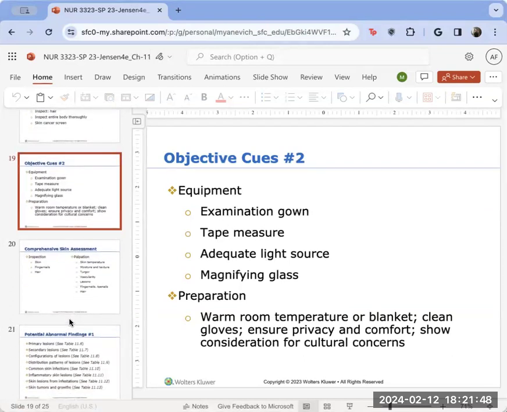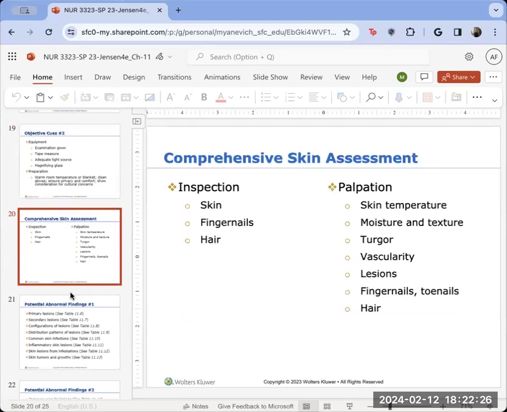They might even ask you a general question like, hey, how do you set up a room? And it doesn't have to just be for skin. This is any assessment, right? You should have a warm room, right? The temperature should be good. It shouldn't be cold because cold can cause vasoconstriction, meaning the blood vessels constrict a lot, and that's not really good either. That could lead to poor perfusion, right? We want privacy and comfort and cultural considerations. We want examination gowns, measuring tape, adequate lights, magnifying glasses if we need to see something on the skin more clearly. But like I said, our main focus is inspection, looking at it, and touching.